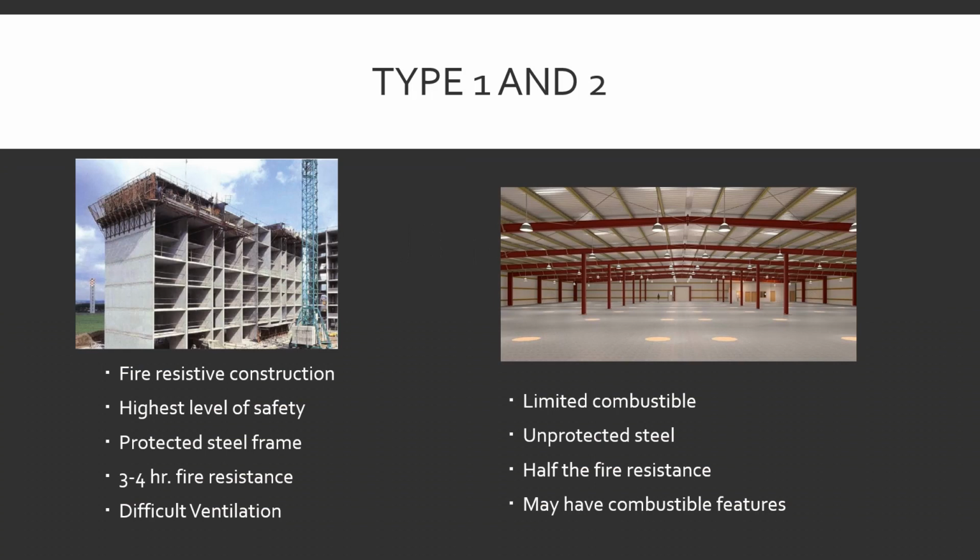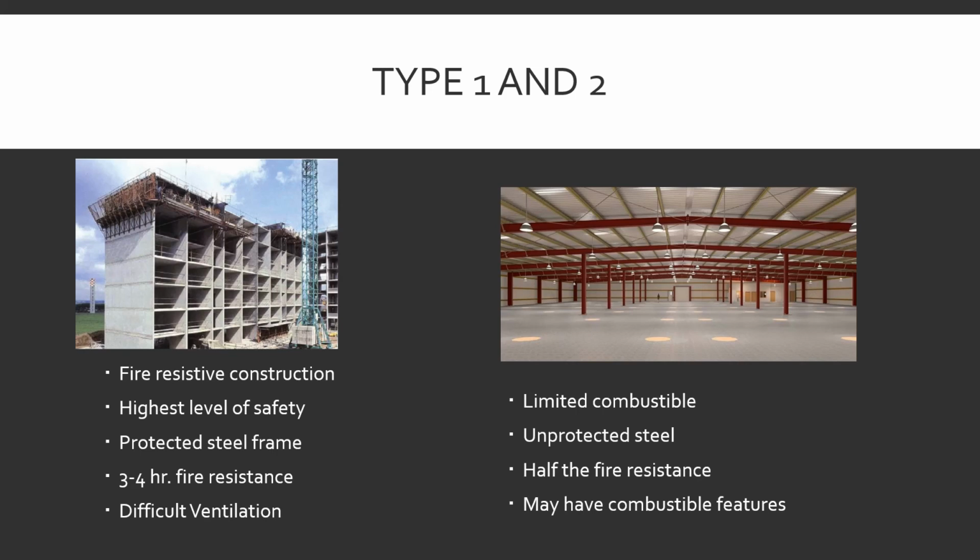Type 1 and Type 2 construction. On the left, we have our Type 1 construction. It consists of the highest level of safety in a building design recognized by NFPA. It consists of non-combustible materials, concrete, reinforced concrete, that sort of thing. And it has a protective coating on steel construction members. Think of hospitals or parking garages where if you see the steel structure of the building, it has either concrete around it or an almost textured looking fire protective coating on it.